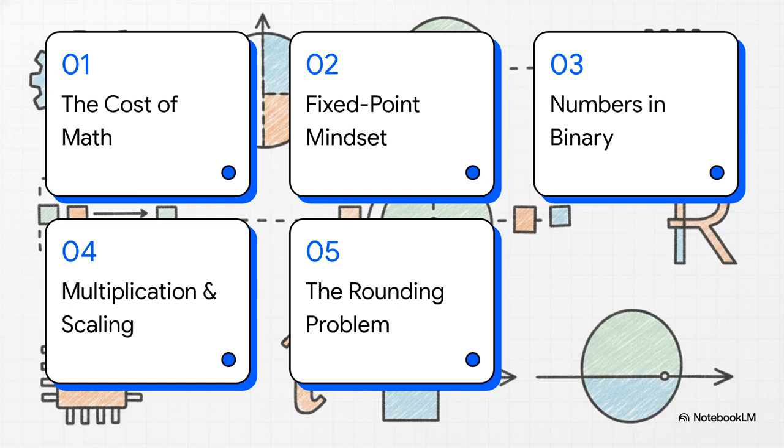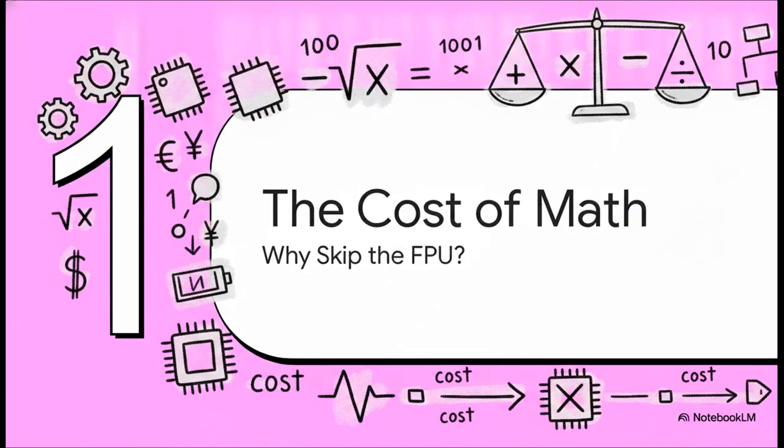Here's our roadmap for today. 1. The cost of math. 2. The fixed point mindset. 3. Representing numbers in binary. 4. Multiplication and scaling. And 5. The rounding problem. Right into Section 1, the cost of math.